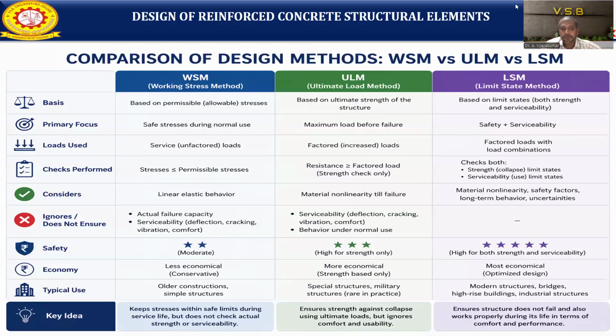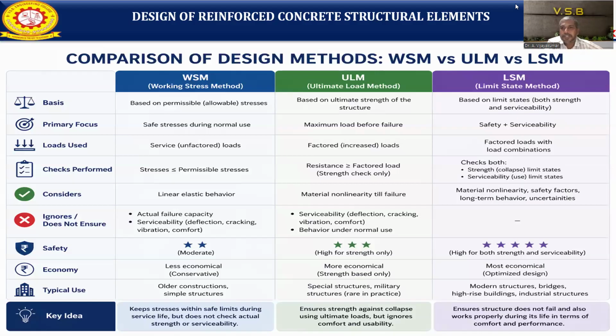From the safety point of view, which one are we giving more? Safety is moderate in the working stress method. In the ultimate method, it is high for strength only. In the limit state method, it is high for both strength and serviceability. Okay. From the economical point of view, the working stress method is less economical and conservative, because of that we cannot calculate the loads and materials accurately.